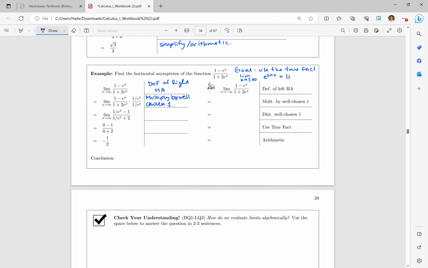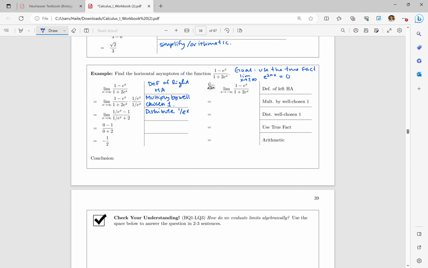Okay, so then the step after that is we actually want to distribute the 1 over e to the x. And when we do that, notice we have 1 over e to the x minus 1. So here I kind of skipped the step that we did in the last problem where we wrote out the fractions and then we simplified them. But if you need to see that, make sure you write that step out in between these two. And then in the denominator, we get 1 over e to the x plus 2. So that's our 1 over e to the x distributed.